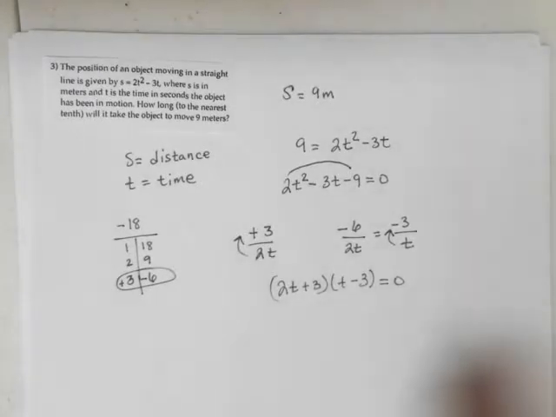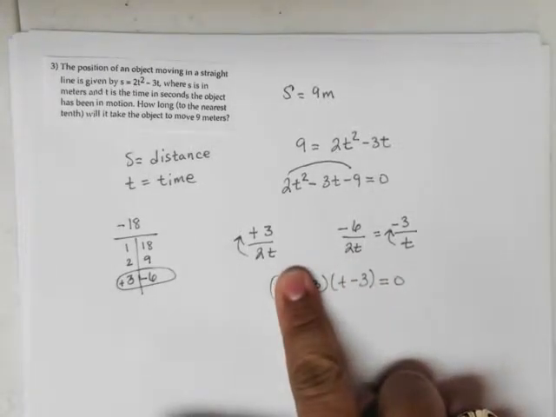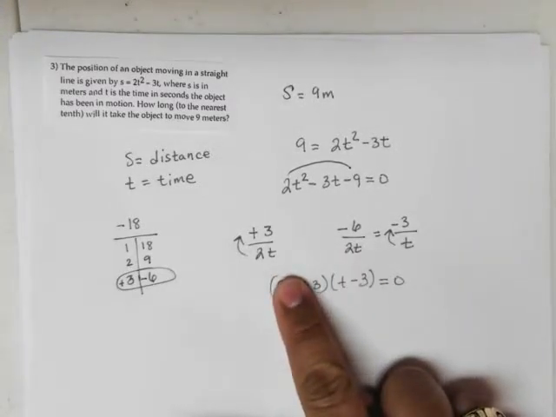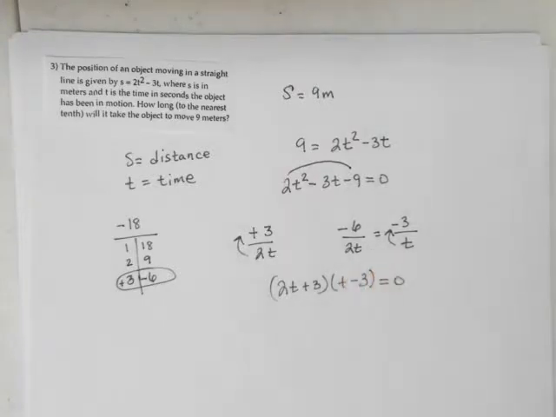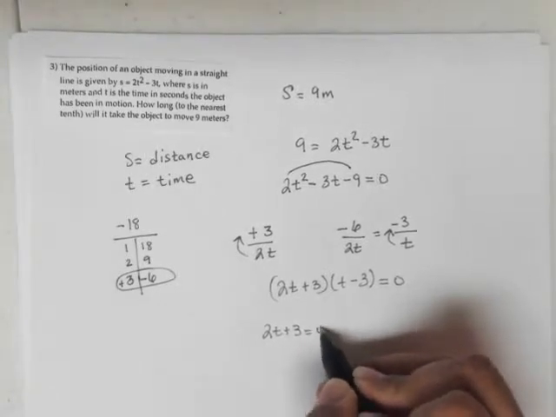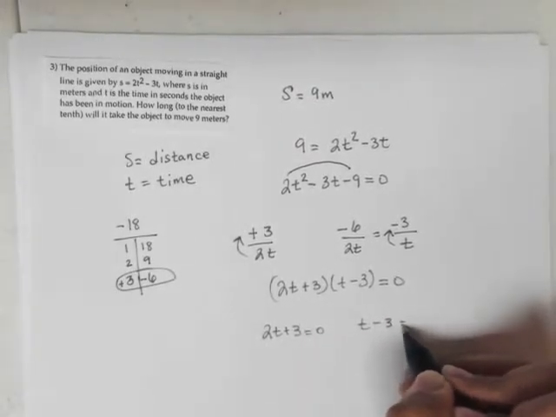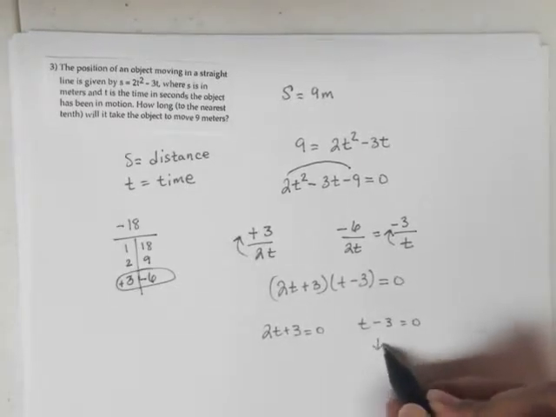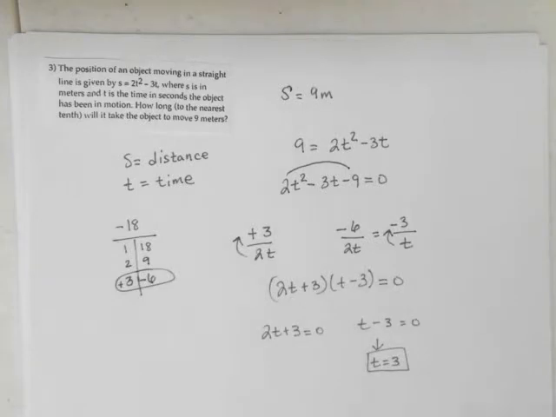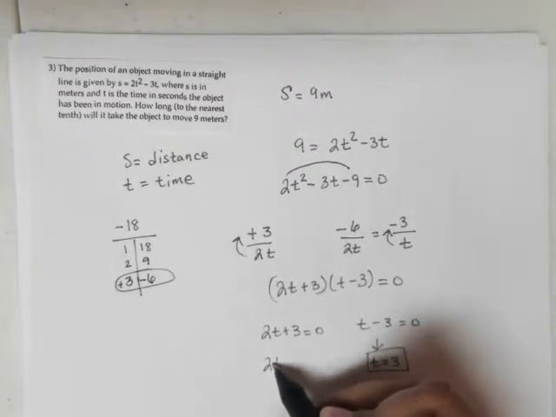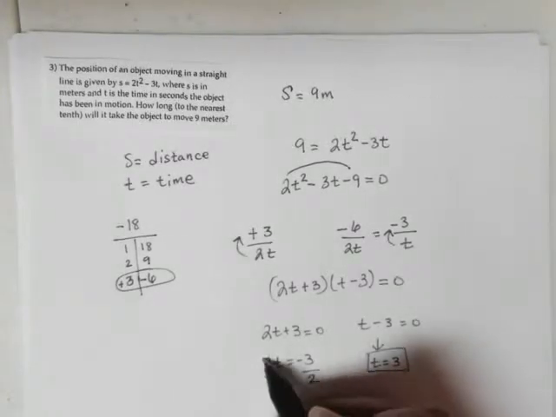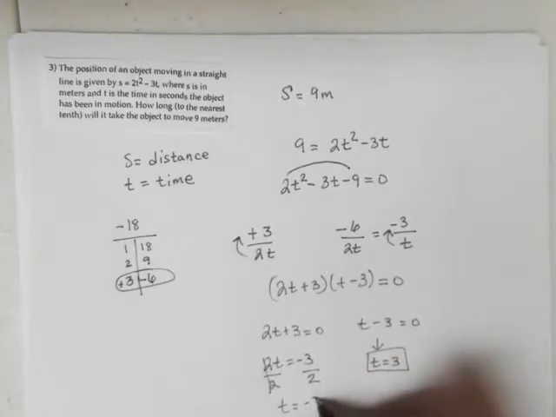So now, all we have to do is solve by using the zero factor property, these 2 very elementary equations. There's a 1-step equation, that's a 2-step equation, that will be done in just a jiffy. So let's see. 2t plus 3 equals 0, and t minus 3 equals 0. Let's start off with the easy one. In this case, t equals 3. All right. And then let's do the next one. 2t equals negative 3. I just move that to the other side. Divide by 2. T equals negative 3 halves.